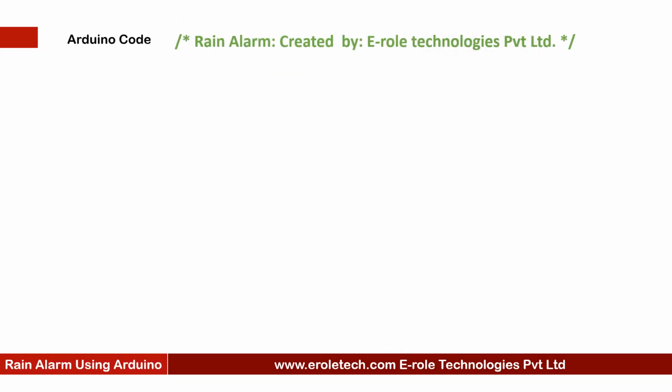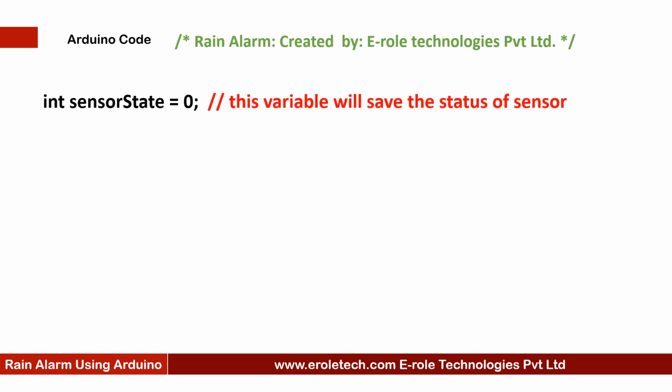This is the code of this project. Sensor state is an integer type variable. It will be used in the program to store the status of input pin. Initially we have set its value to 0. Void setup is a function that we create at the top of each program. Inside the brackets is the code we want to run once.